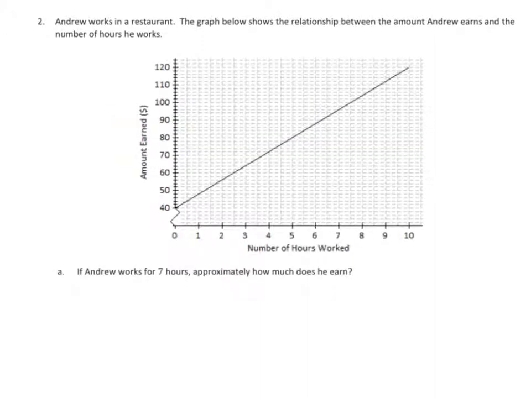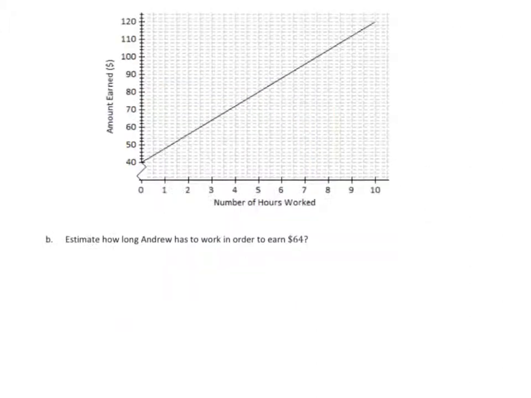Question 2. Andrew works in a restaurant. The graph below shows the relationship between the amount Andrew earns and the number of hours he works. Part A. If Andrew works for 7 hours, approximately how much does he earn? Andrew will earn approximately $96 if he works for 7 hours. You can see this information displayed by the lines drawn on the graph above.